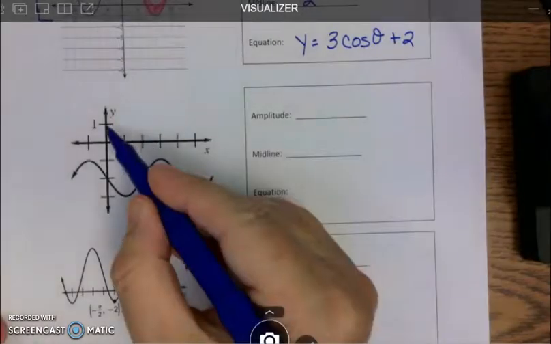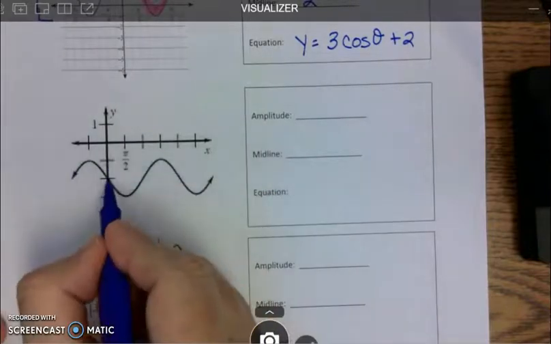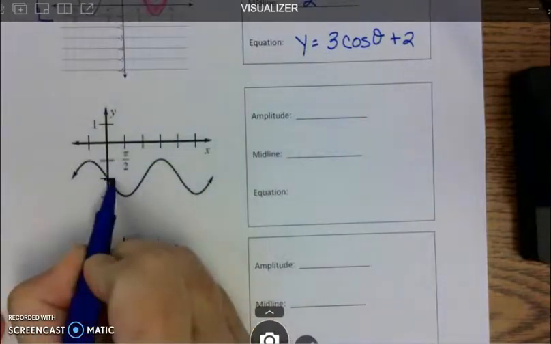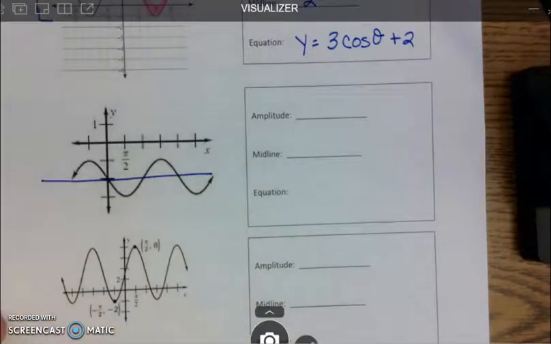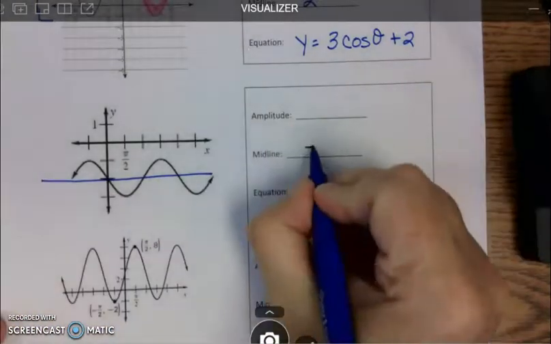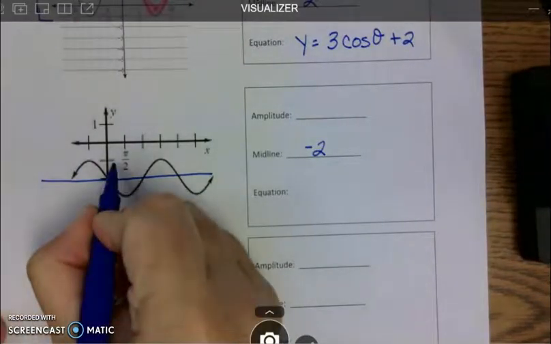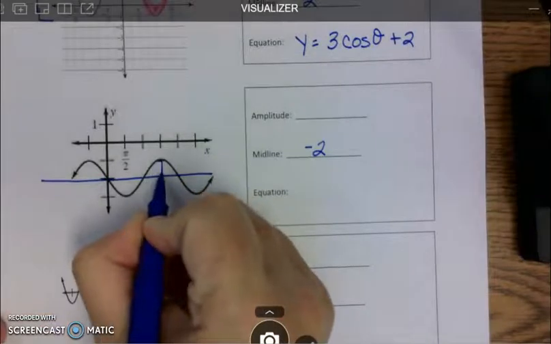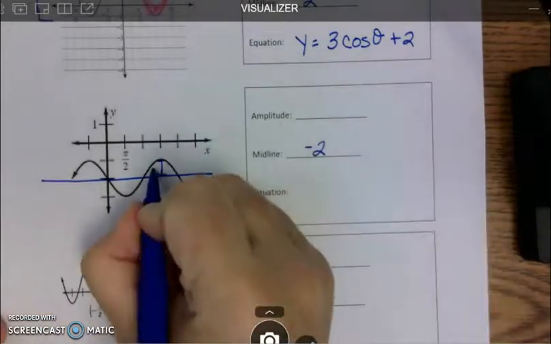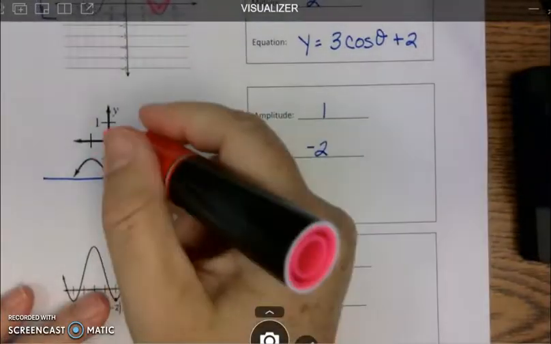So this tells us this is a 1. Height is at 1, 2, 3. So halfway through is there. So my midline here is at -2. The height from midline to the top, from here to here, is 1. And notice this.